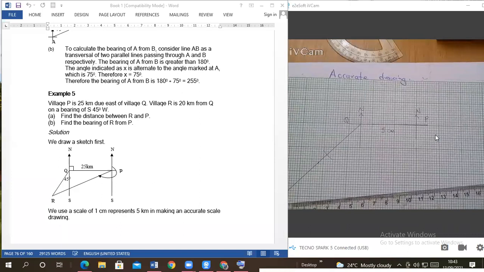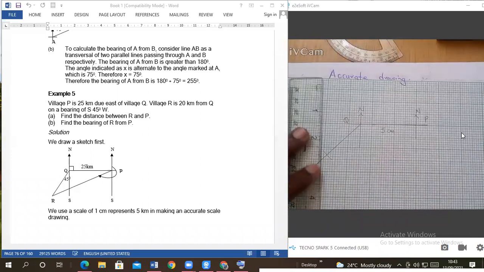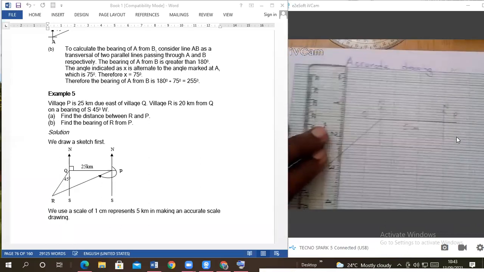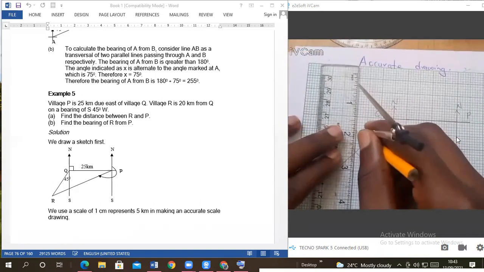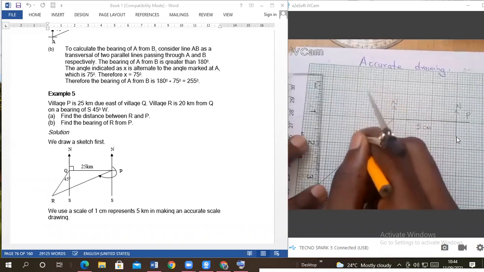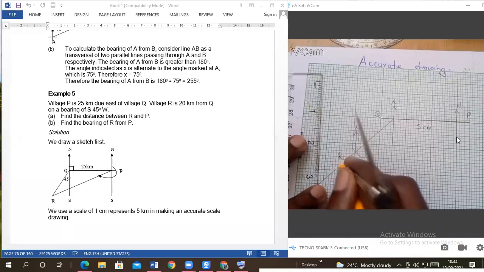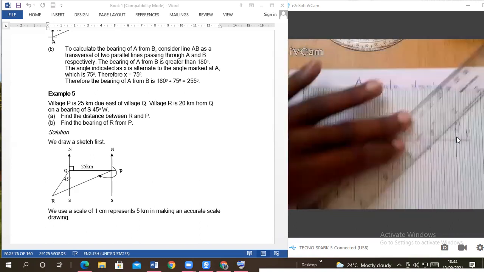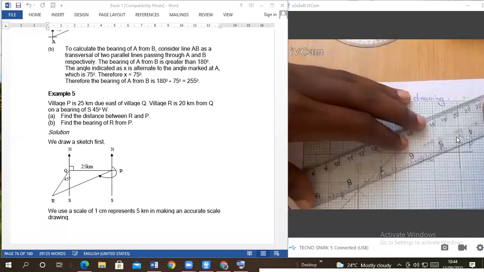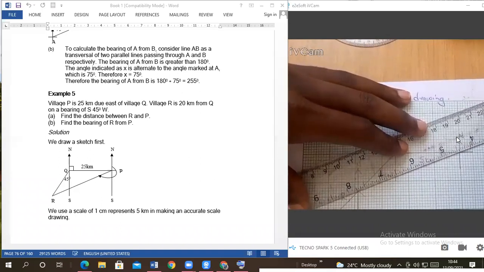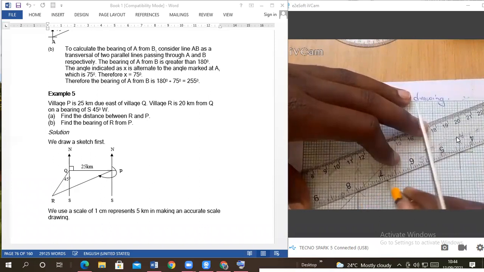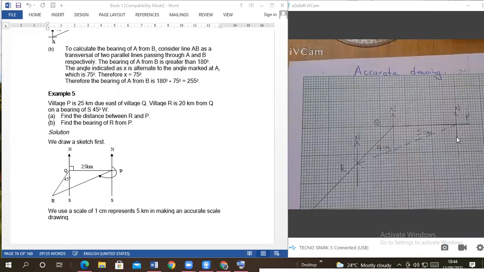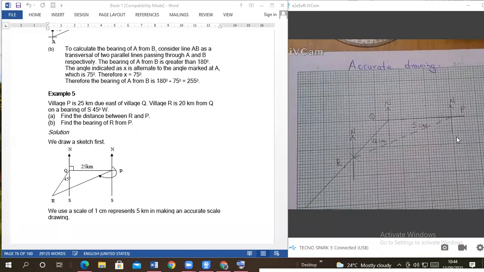Members, are you seeing that? Then from there, put this line there. This is north. So this is where our point R is. And the distance is 4 centimeters. Then do the same. Join this point with a dotted line. Members, have you seen that? Do you have something like that?